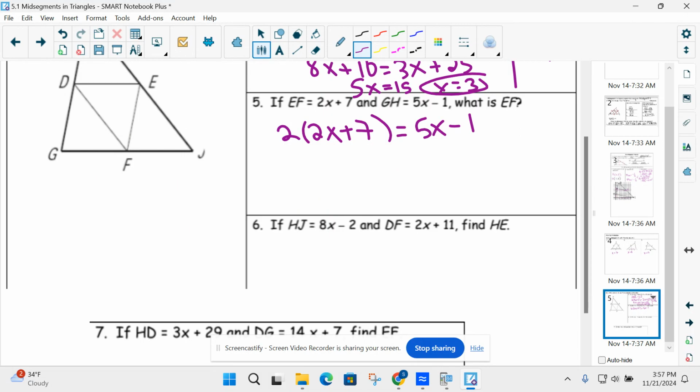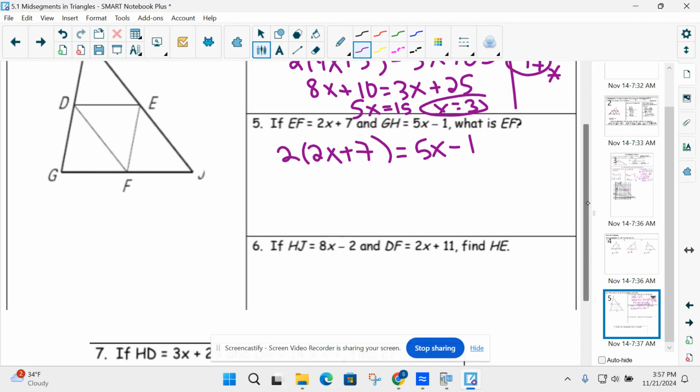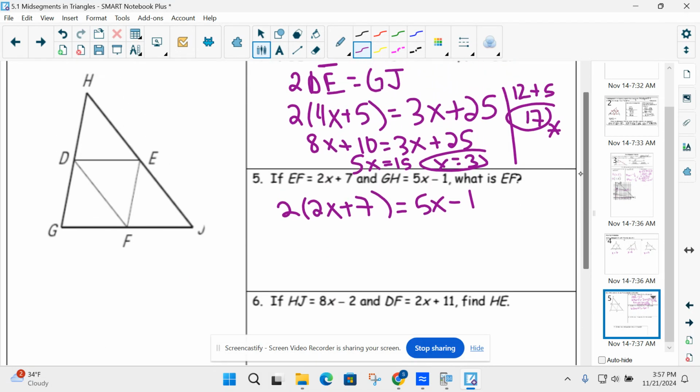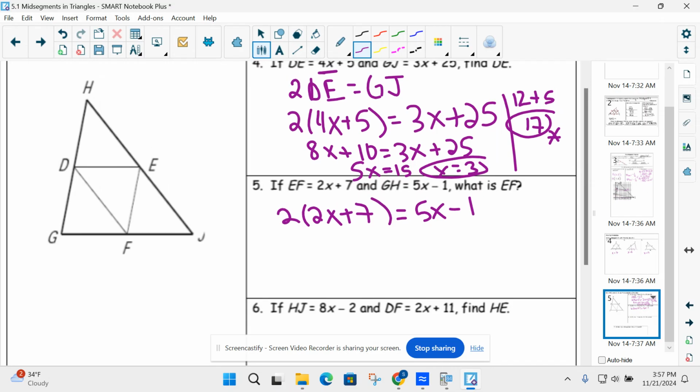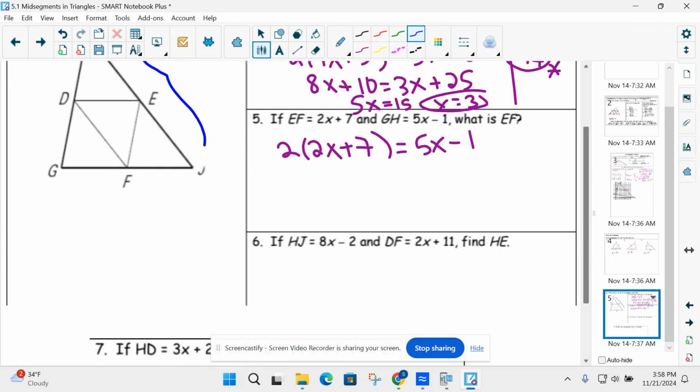For number 6, it says HJ is 8x minus 2. Here HJ is this entire length, and DF is 2x plus 11. So once again, this is the same idea. We're doing 2 times DF equals HJ.